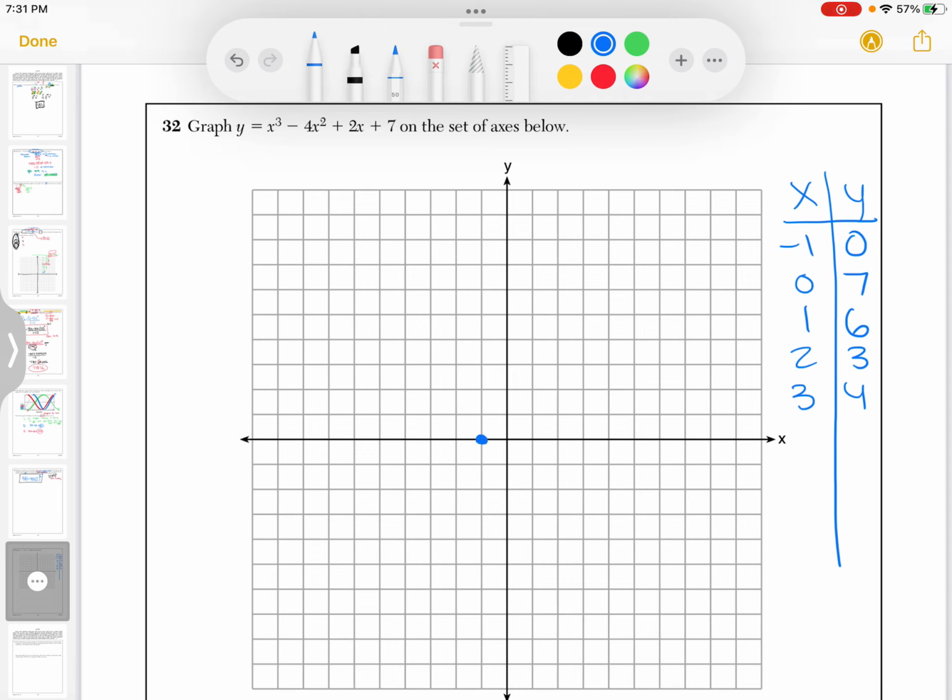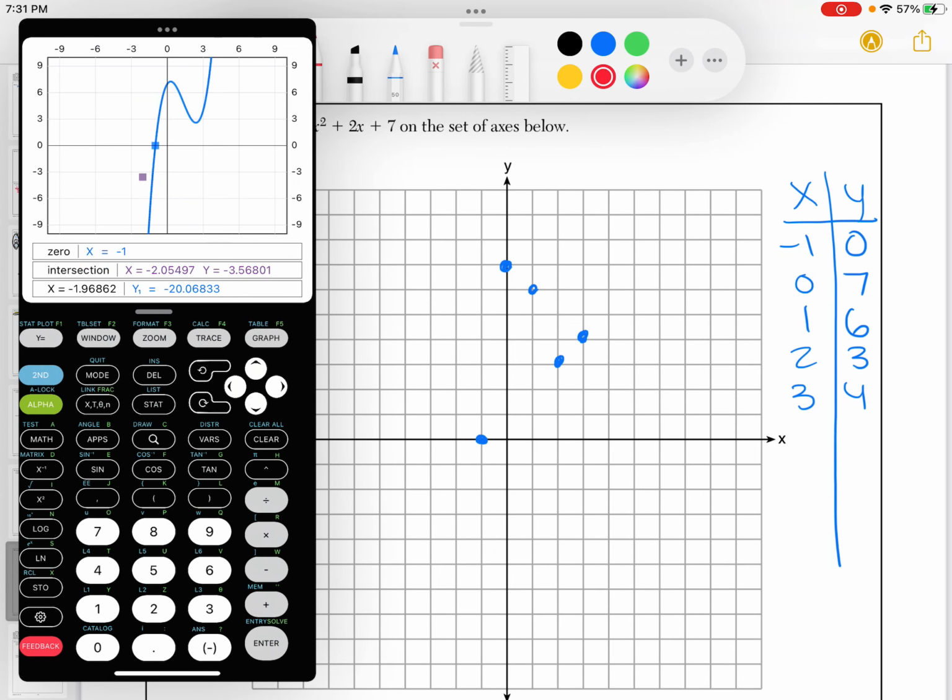So now I plot these. -1, 0 is here. 0, 7. 1, 2, 3, 4, 5, 6, 7 is here. 1, 6. 2, 3. And 3, 4. And then I look at that and I'm like, what is happening here? That is a very ugly graph.